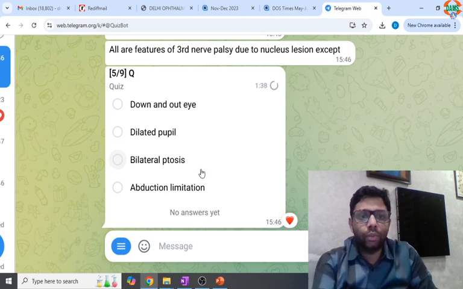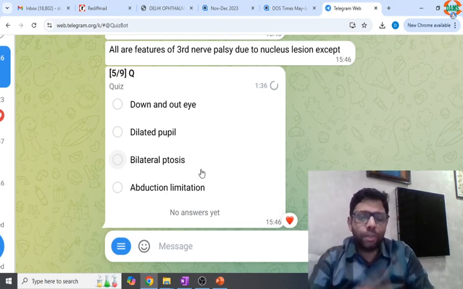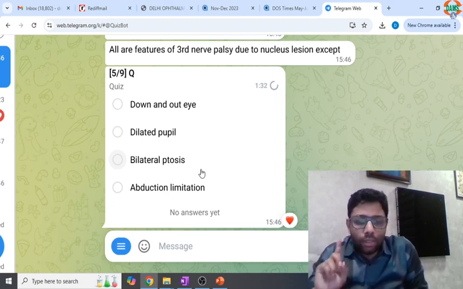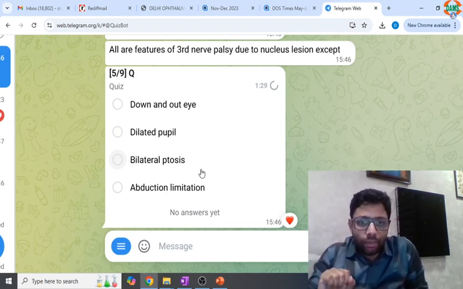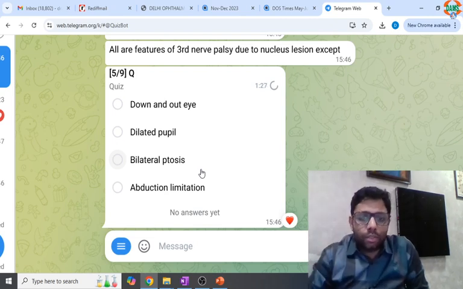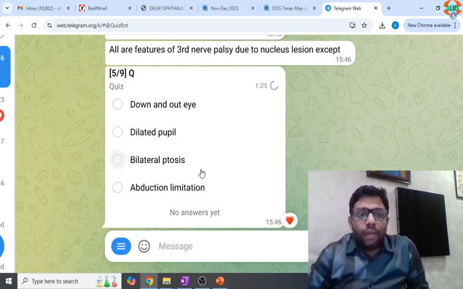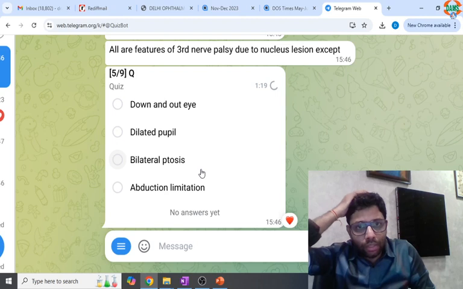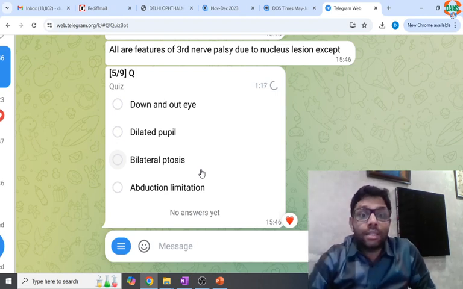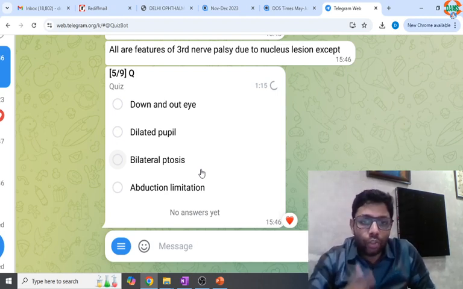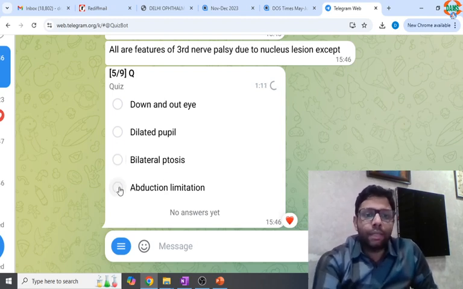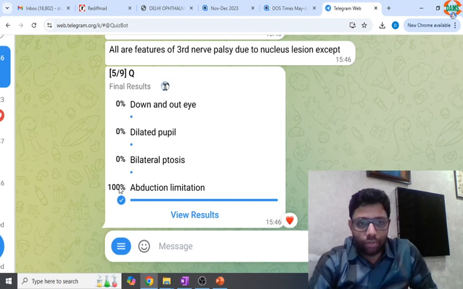There is a bilateral ptosis because there are two special points regarding the nucleus of the third nerve. The LPS has a single nucleus, which supplies both LPS. That's why in nucleus lesion there is a bilateral ptosis. And the nerve which is coming from the superior rectus nucleus supplies the contralateral superior rectus. So in a right nucleus lesion of the third nerve, left SR palsy is there. That is the two special points regarding the nucleus of the third nerve. But already the eye is in abducted position, so there is no abduction limitation.